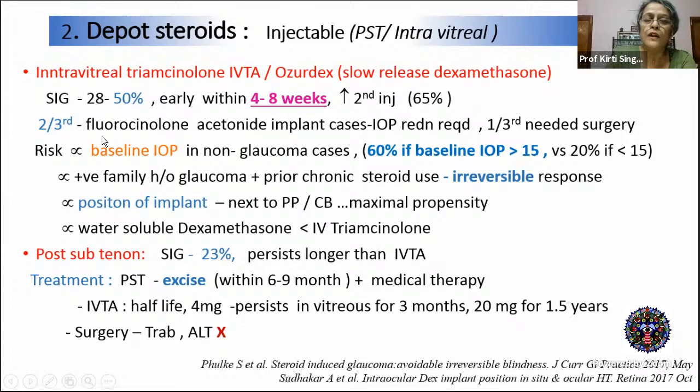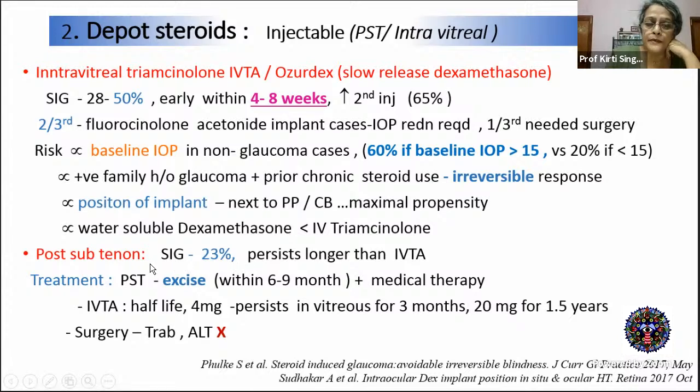And almost 2/3 of these patients required IOP reduction treatment. 1/3 needed surgery. The risk factors are more if the baseline IOP is higher, if there's a positive family history, the implant position is next to the pars plana or the ciliary body. Water soluble have less of a propensity than the non-water soluble because water soluble get diluted faster.